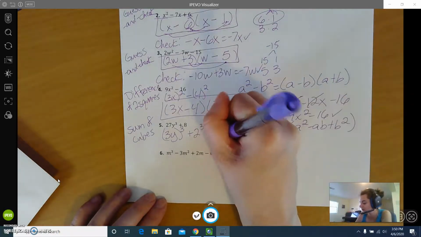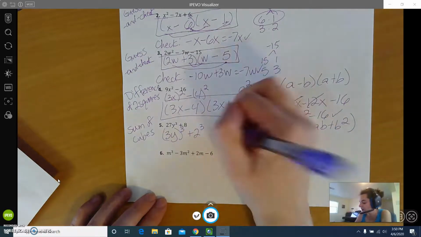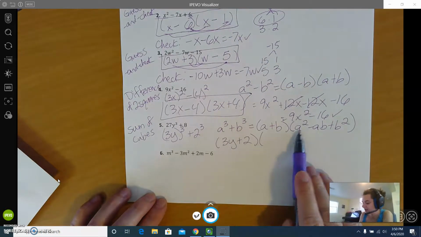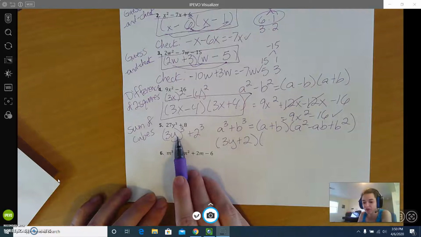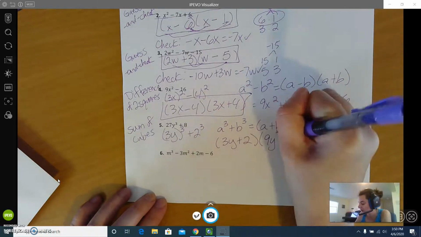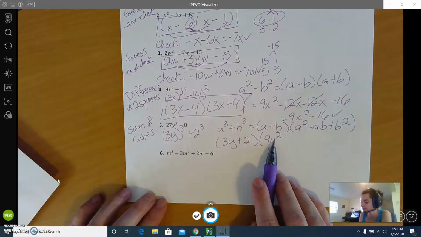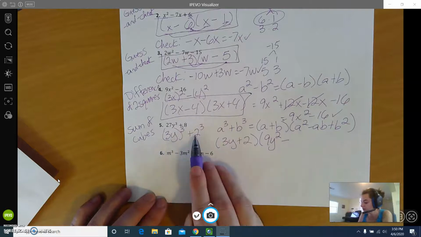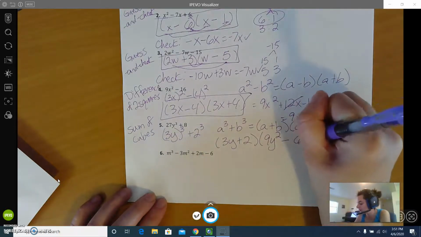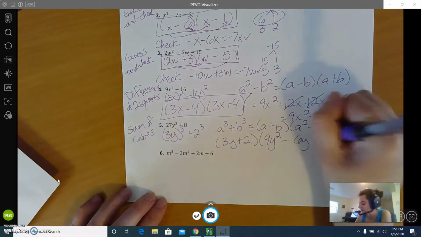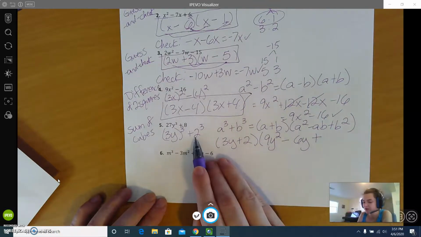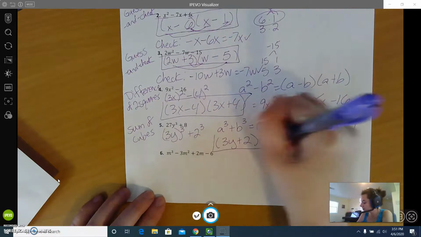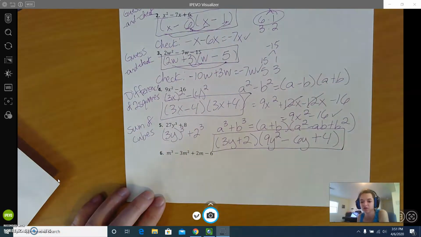So what this is going to look like for us, for a plus b, we're going to have 3y plus 2. In our second parenthesis, the a squared, we're going to need to take 3y and square the whole thing. So that would be 9y squared, because you're squaring the 3 as well as the y. Minus, we need to do a times b, so that would be 3y times 2, which would be 6y. Always plus b squared, so our b value is 2, and 2 squared is 4. And if it makes your brain feel a little better, that quadratic never ever factors, so we're done.